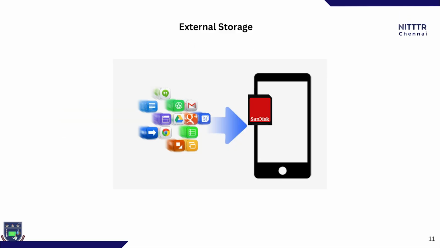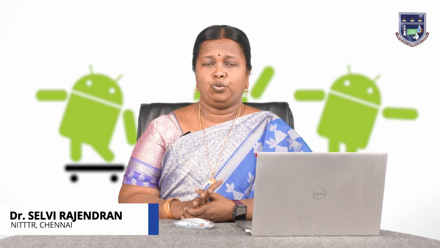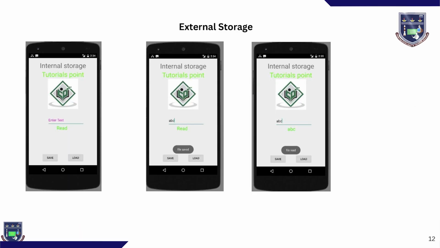So, next we will move into the second part, external storage. Most Android devices have limited internal memory, so we often use external storage for saving data. External storage is accessible to all the applications and the users, and you can even view these files by connecting your device to the computer. However, to access external storage, your application must have the read external storage permission.